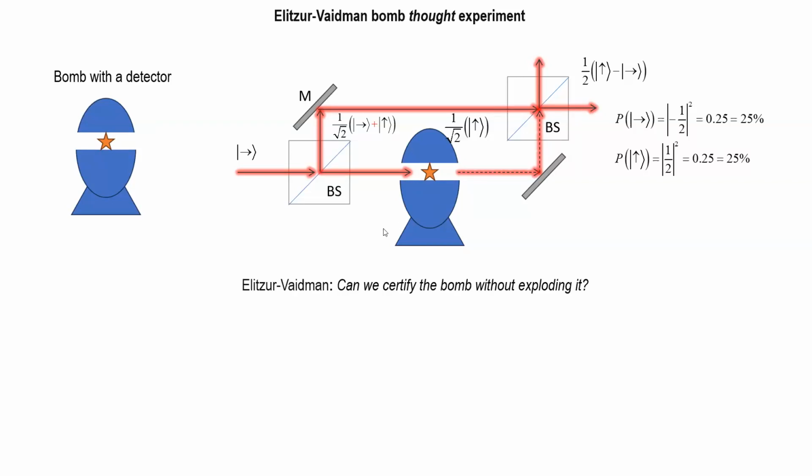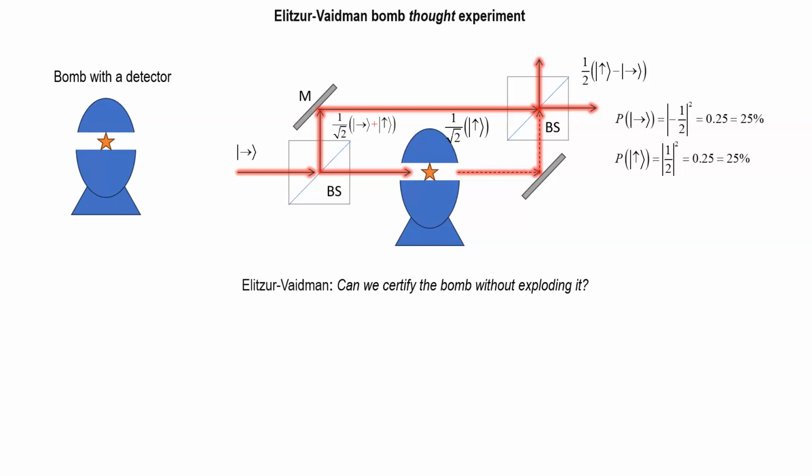Okay, but we don't know whether a particular bomb is operational or not, and the question that Elitzur and Vaidman asked is, can we certify the bomb without exploding it? So we test the bomb, and classically, if we test a bomb, it would explode or not. If it exploded, then the bomb was functional. If it doesn't, then it's defective, but useless, right?